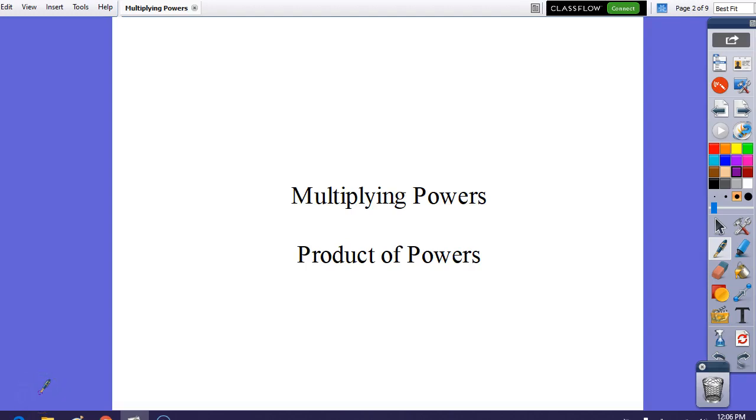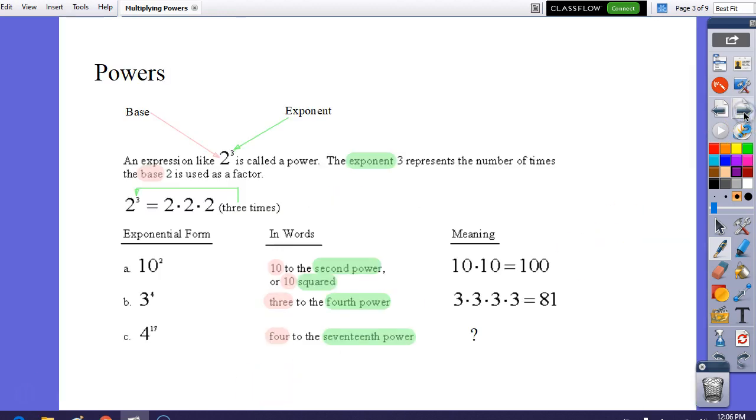Hey everybody, we're going to go over how to multiply some powers today using the product of powers law. If you start with the first slide, you can see that a power has a base raised to an exponent. A small expression like 2 to the third is called a power because the exponent 3 represents the number of times the base 2 is used as a factor.